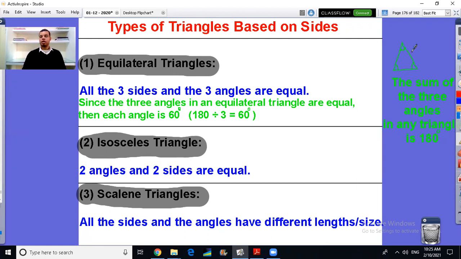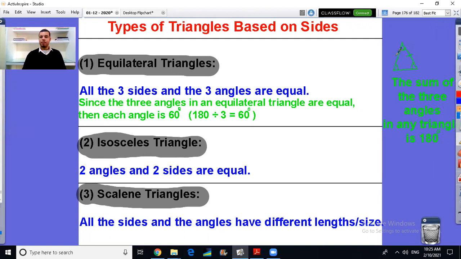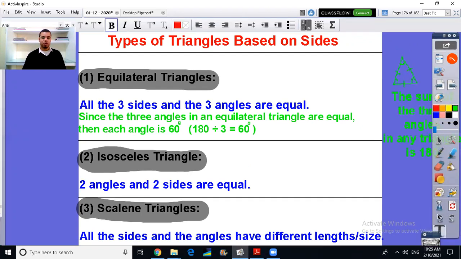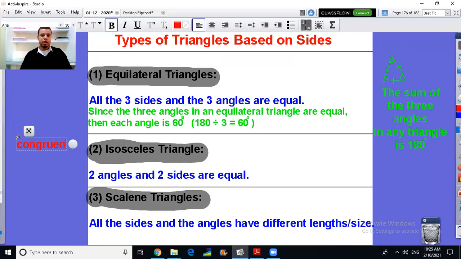Based on the sides here, if I put the same mark on all of them, like this, for example, this is a mark. If I put the same mark on the second side and on the third side, this means that the three sides are equal. The three sides are congruent. Congruent is another word for equal. I'm going to write it here for you to know it. Congruent means equal, okay? This is one thing that you also need to know.